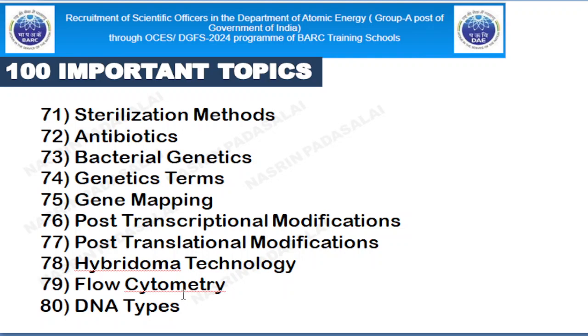Then next is common genetic terms. Mendelian principle, what is meant by pseudo dominance, what is phenocopy, what is maternal inheritance, what is maternal effect. So just find out the basic genetics terms. Next is gene mapping methods, and also you need to study post transcriptional modification. Last time 2 questions came from this particular topic.